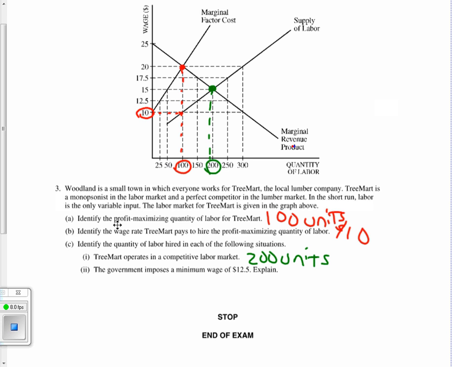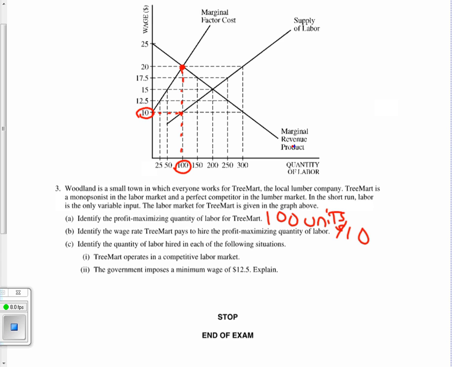Now, with part 2, it's separate situations, so forget about part 1, and I'm going to erase it off your screen because they're not asking you about that. Now it's saying, going back to a monopsony, let's say the government imposes a minimum wage of $12.50. Explain. So we're looking for the quantity of labor hired again.